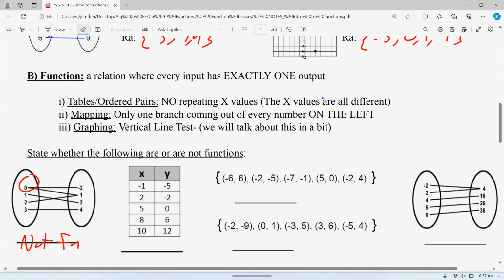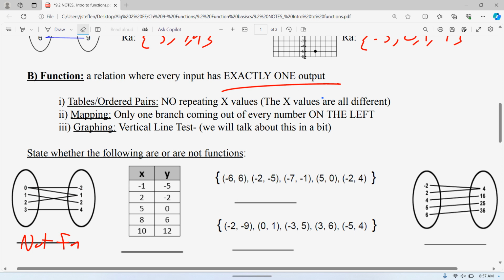This also has 2 branches. We don't care about that. We only care about if there's 2 branches coming out. So for the 0, remember it says only 1 output. Does it go to -2 or does it go to 1? It goes to 2 different places, so that's why it's not a function. But again, it's easier with a mapping diagram just to look on that left-hand side.